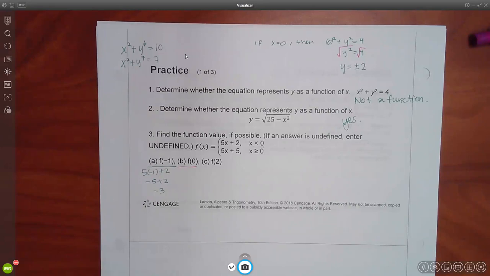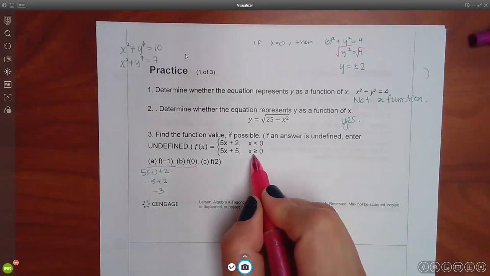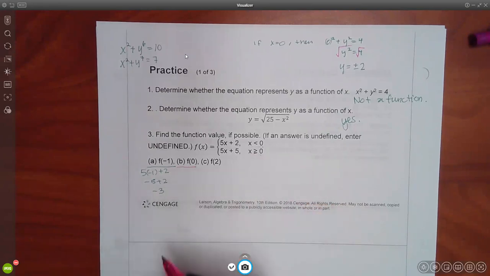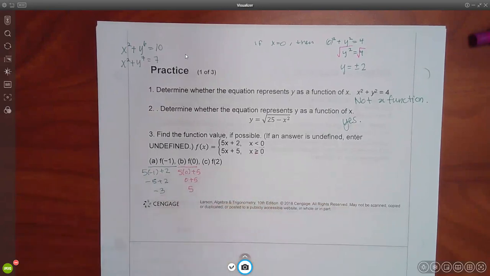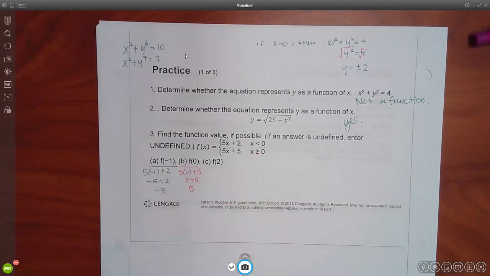The bottom? Why the bottom? Right, that one does have a bar and it says it can equal 0. So we're going to do 5 times 0 plus 5. And we just get 5 for that function value.